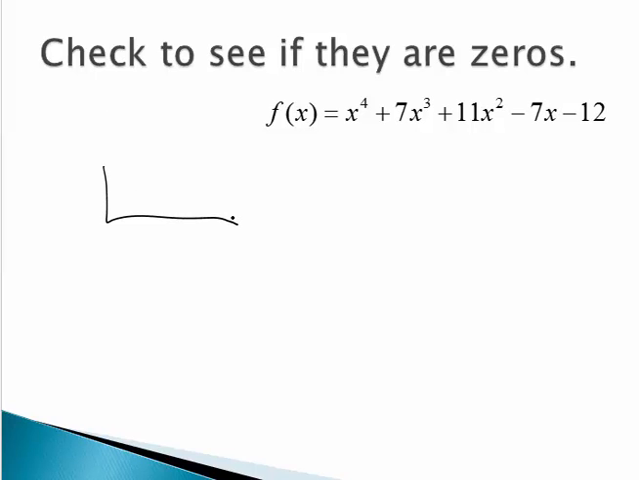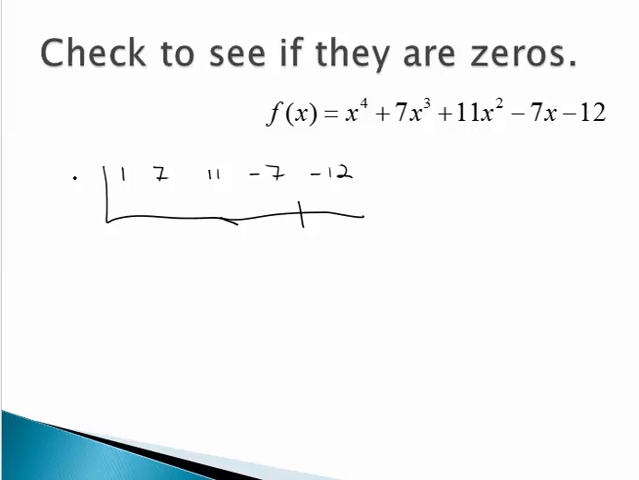We do synthetic division, right? 1, 7, 11, negative 7, negative 12. Synthetic division or long division. Synthetic division is a lot quicker though. Remember, if one of those possible rational zeros is in fact a zero, then you get a remainder of 0 when you divide, right? It'll go in evenly.